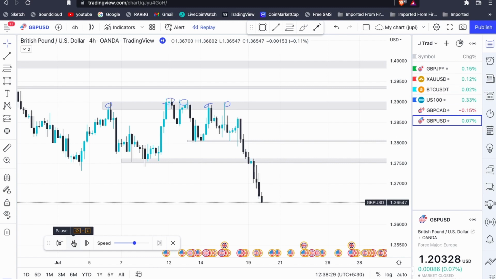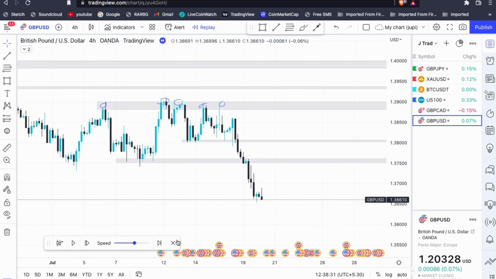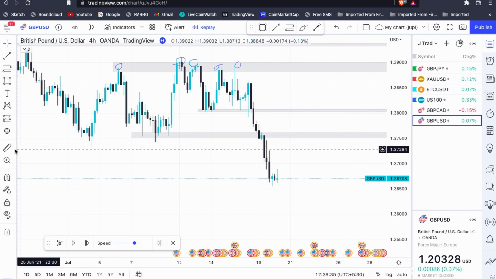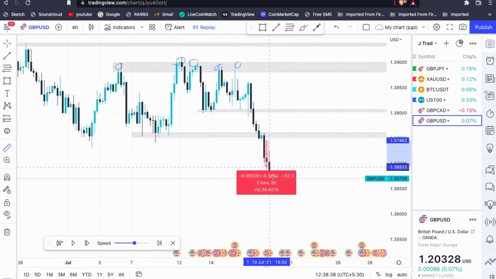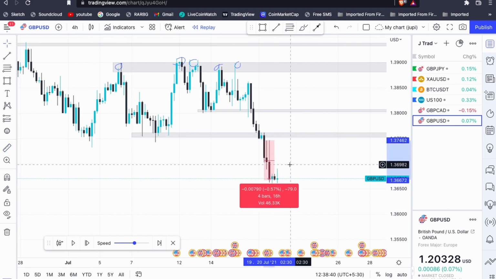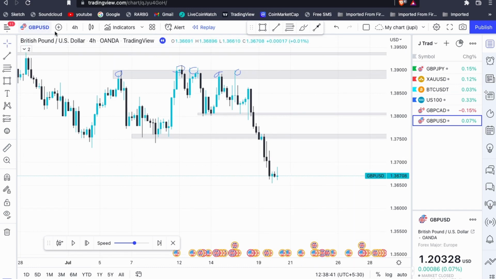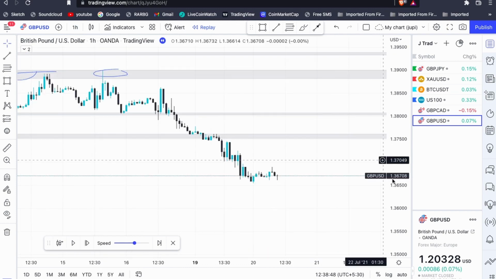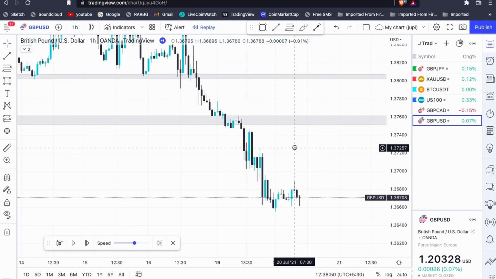Okay, see how it's going down. Oh my god, that's crazy. That's crazy, guys. If we measure this, that's 80 pips. That's an 80 pips move. This is in the 4-hour time frame. Let's go to the 1 hour time frame. Let's see if we have an entry. Do we have an entry?